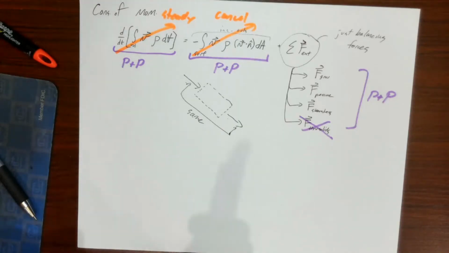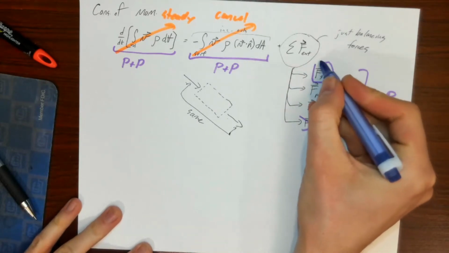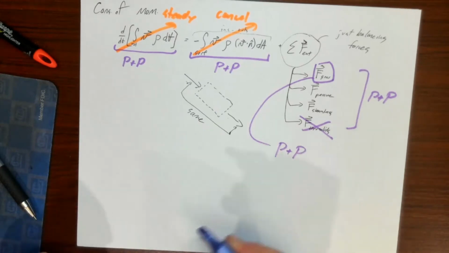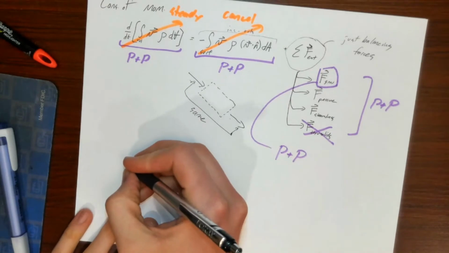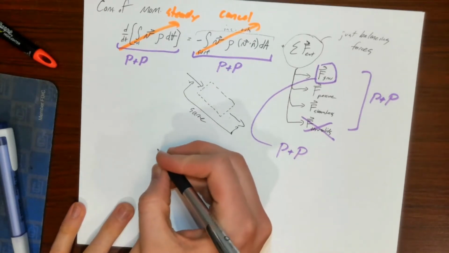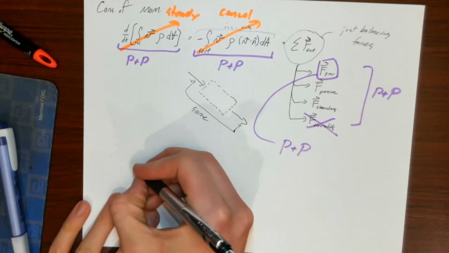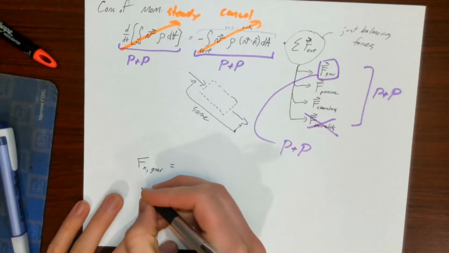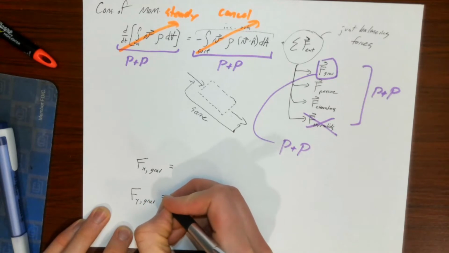So let's do the easy one first. Let's talk about gravity now. So pause and ponder. What is the x component of the gravitational force on this chunk of fluid, and what is the y component of this gravitational force on the chunk of fluid? So let's figure out Fx gravitational and Fy gravitational.